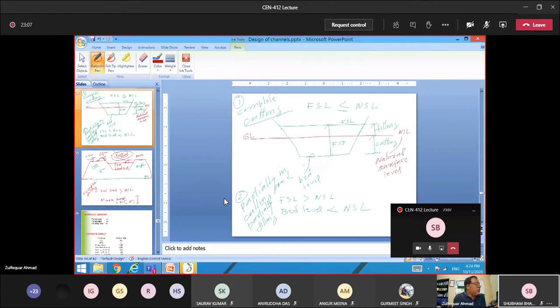You can see the section of this canal. Yes, sir. This is the section of the canal, right? And where is the NSL? NSL is somewhere here, right? This is the NSL. You can say ground level or the NSL, that is the same thing, right? Yes, sir. And where is the full supply level? Full supply level is this, right? So your full supply level is above the ground level.